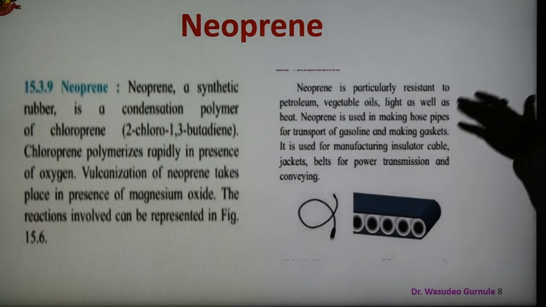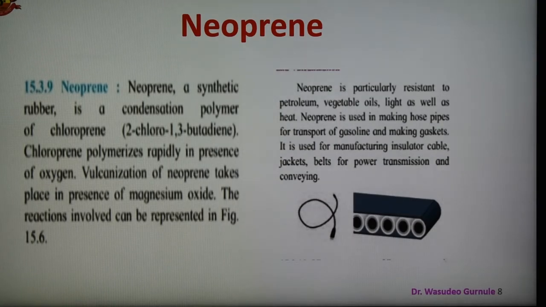So neoprene is resistant to petroleum, vegetable oil, light as well as heat. Neoprene is used for making pipes for transport of gasoline, and also making gaskets, and it is used for manufacturing insulated cable, jackets, belts for power transmission and conveying. So there are a number of applications.